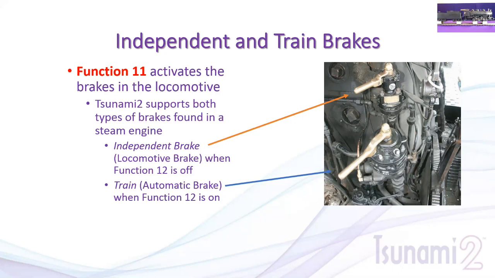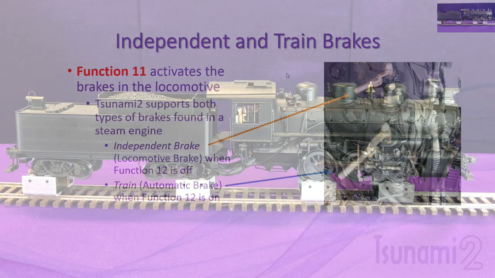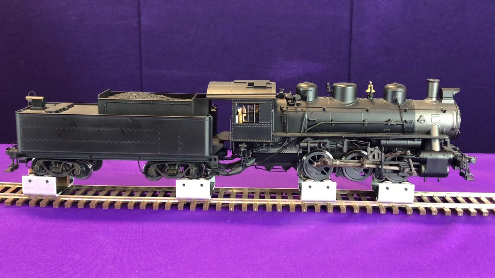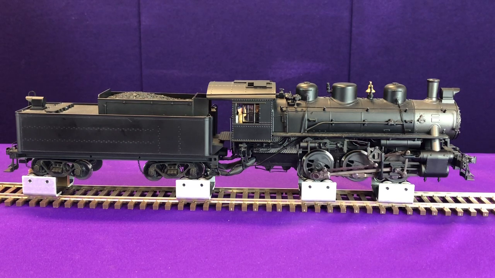Now, when you turn F12 on, it will then trigger the decoder to go into train brake mode. And so you'll hear a whole different set of sounds. So really quickly, we'll show you the sounds when we're running. So we're going to move our locomotive here to speed step 10. And with F12 off, we're going to use the brakes. We're going to stop our locomotive. And then we're going to reduce the throttle, and we're going to release the brakes so you can hear the independent bail off.